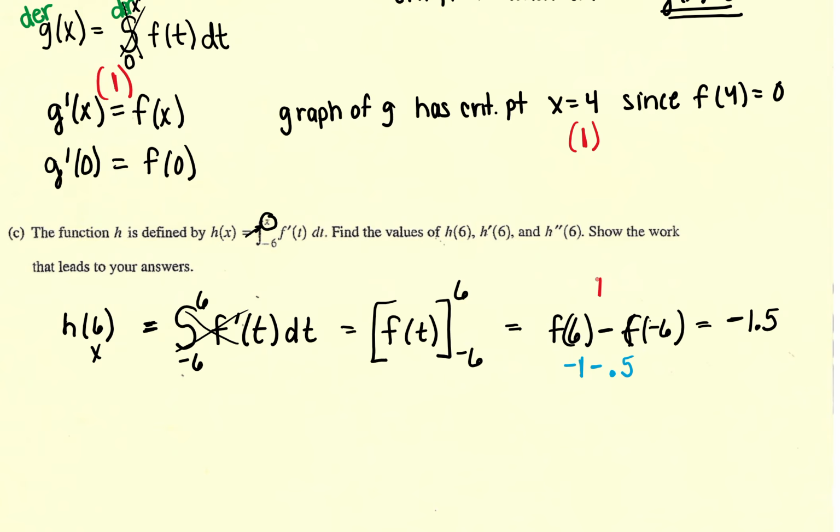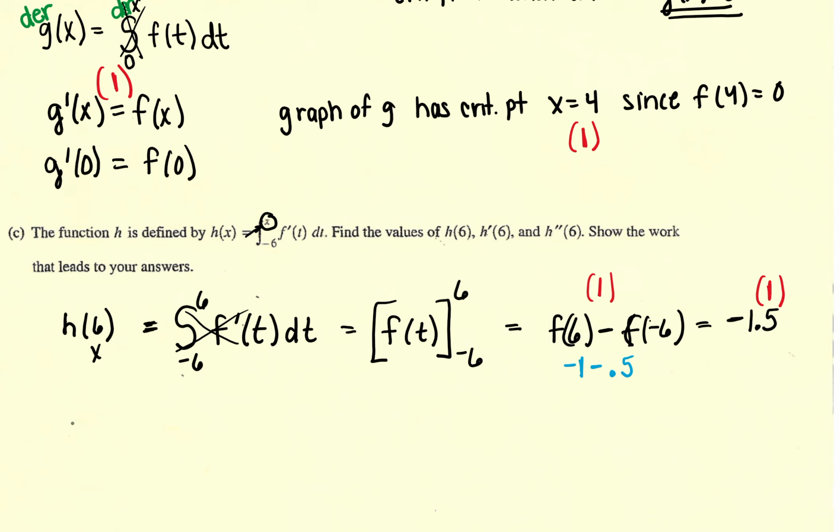If you know to use the fundamental theorem of calculus, which just simply means you take the derivative of an integral, they cancel out, you get your function, but what it means is that you're going to evaluate it then, f of 6 minus f of negative 6, where you plug those endpoints in. Give yourself a point, then give yourself another point if you find the value of negative 1.5.